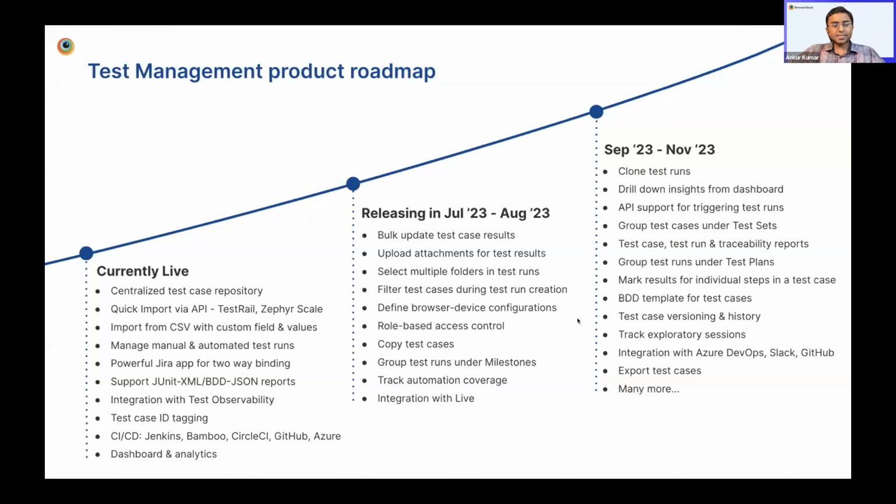Now, what we are building next is something which is the second column in front of you. So some of these are also already live, like bulk update test case result. Yeah, bulk update test case result is something that I showed also in the demo. We are letting you attach any attachments in the test results. Right now, that thing is not there.